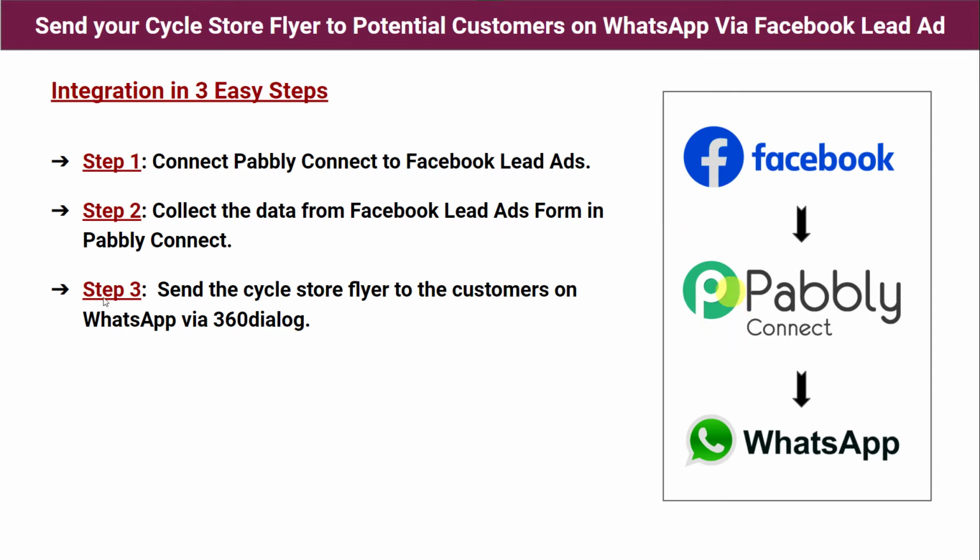Step 3. Send the cycle store flyer to the customers on WhatsApp via 360 dialog. So at step 3, whatever the data Pabbly Connect has captured from Facebook, the same data will be used and your cycle store flyer will be sent on the WhatsApp number of the customers. And here we are going to use the 360 dialog application for sending the messages on WhatsApp. So in this way, we are going to create an integration between Facebook and WhatsApp using Pabbly Connect. So let us learn the integration process.